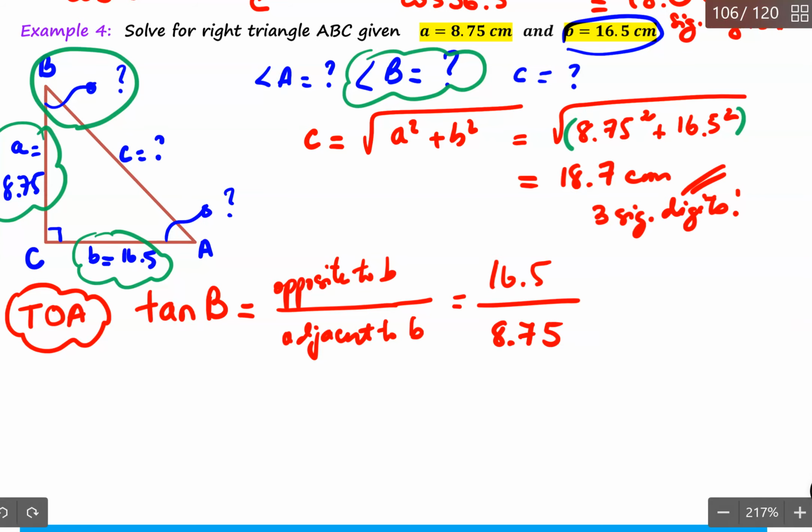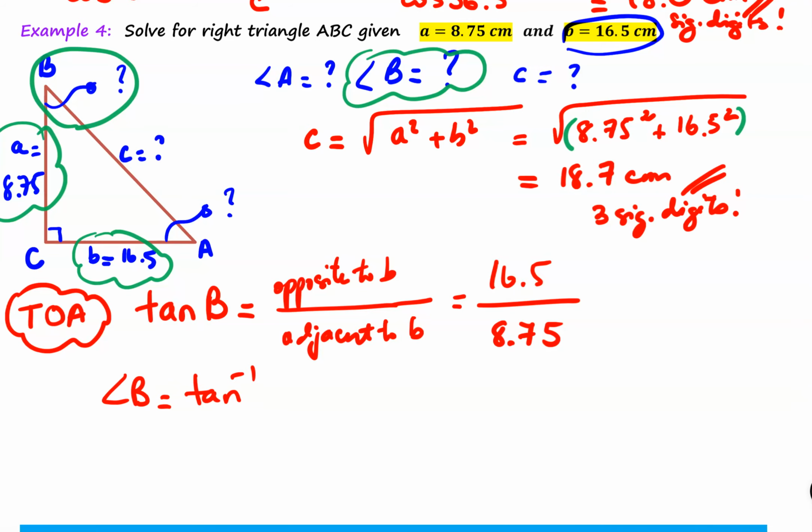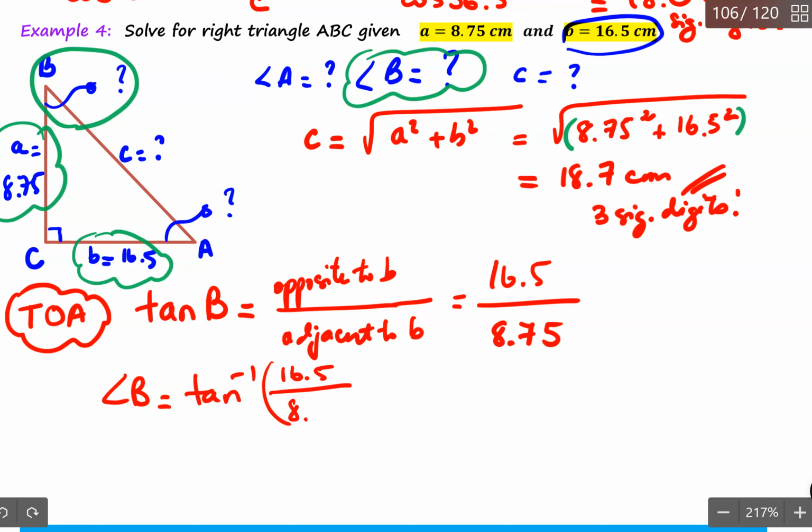I would like to show everyone how to work with this in one step using the calculator. So your next step, you would write angle B will be equal to tangent to the exponent minus 1, because tangent to the exponent minus 1 is the operation that allows you to find the value for B. And in the bracket, you will leave these 2 numbers. So let's go to our calculator.